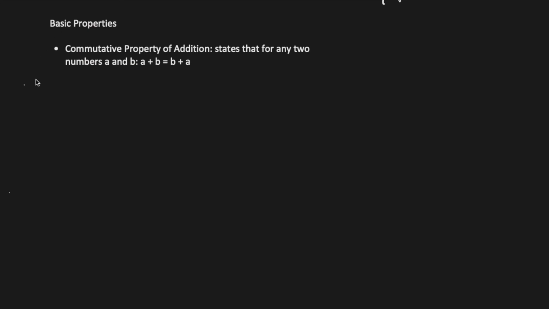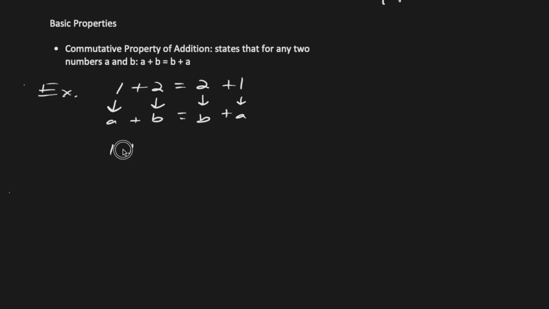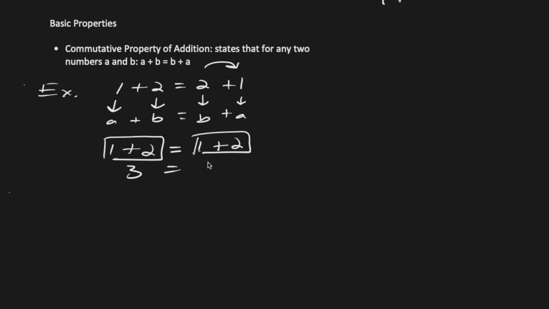So what does that mean? Here's an example: 1 plus 2 is equal to the same thing as 2 plus 1. In this case, 1 is our A and 2 is our B. And again, you can see that 2 is our B and 1 is our A. If I were to switch these two around, they would still equal the same thing. And we know that 1 plus 2 is 3, and 2 plus 1 is 3.